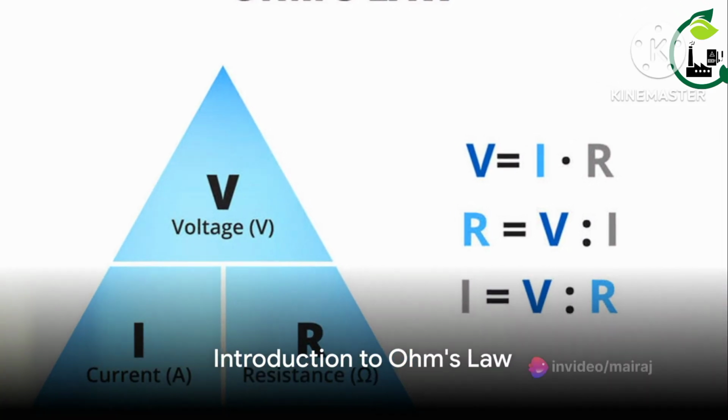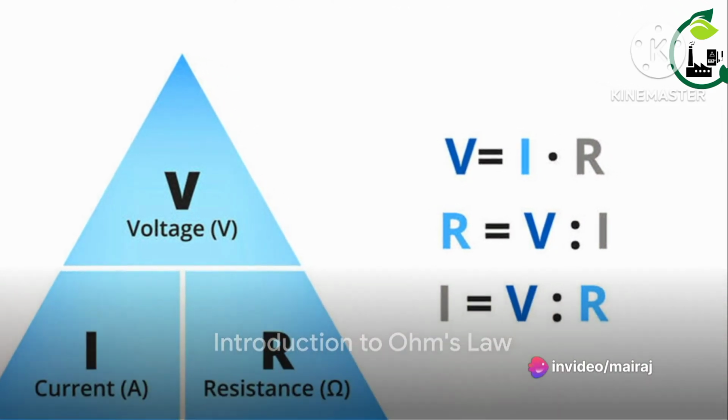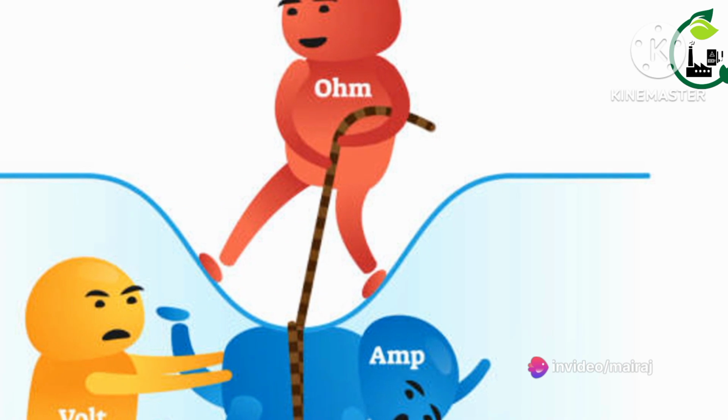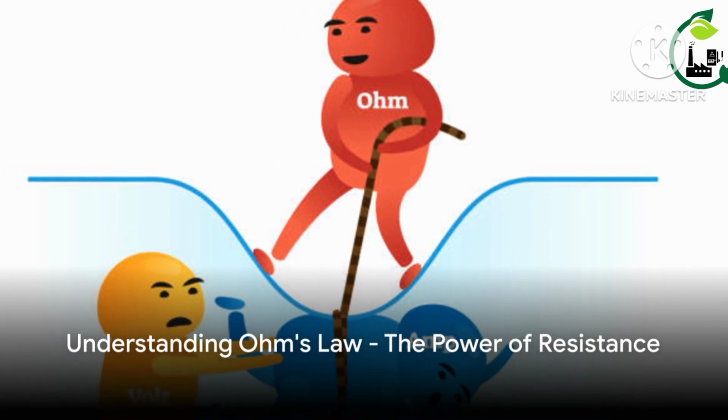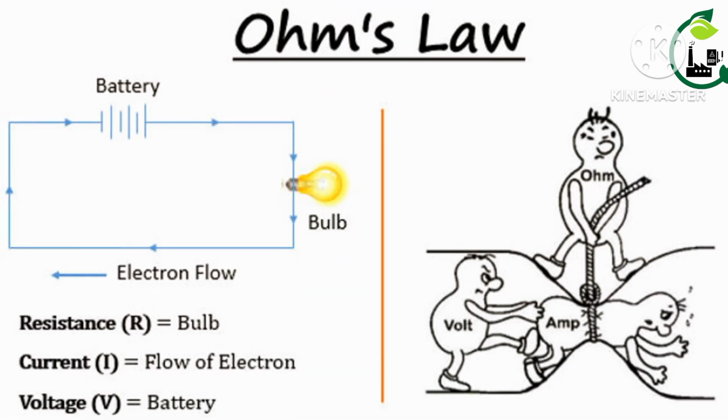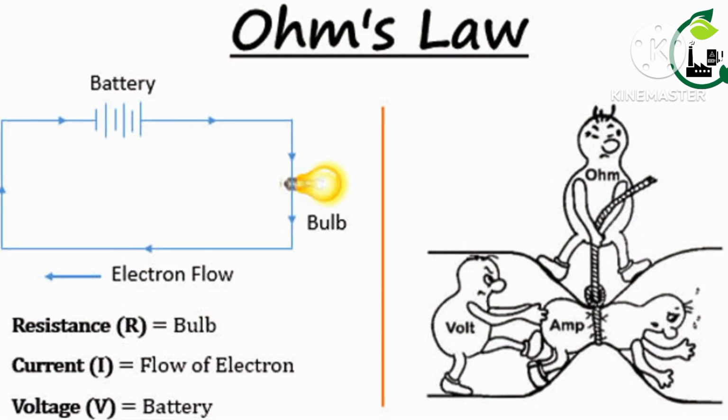Ever wondered what links the voltage, current, and resistance in an electrical circuit? It's a fundamental principle called Ohm's law. This fascinating yet straightforward law is the cornerstone of electrical engineering, and it's simpler to understand than you might think.